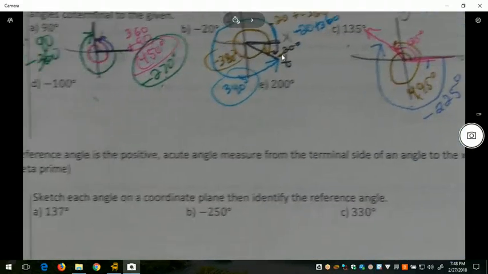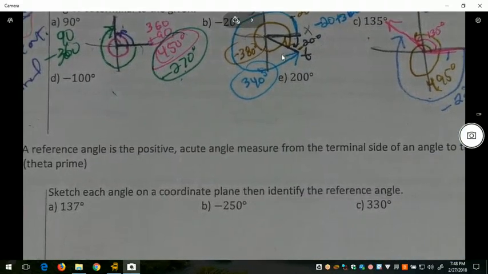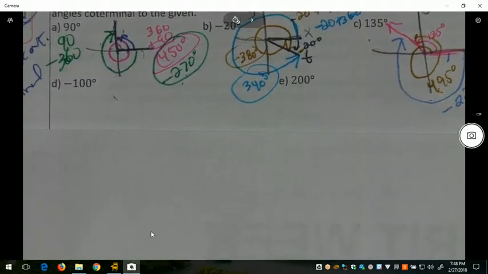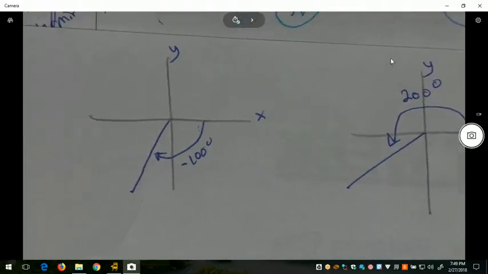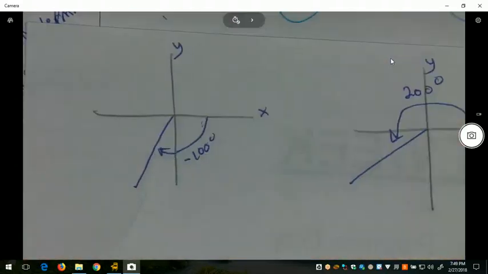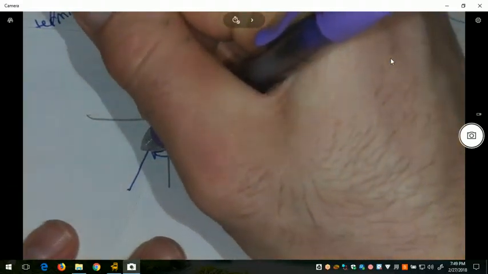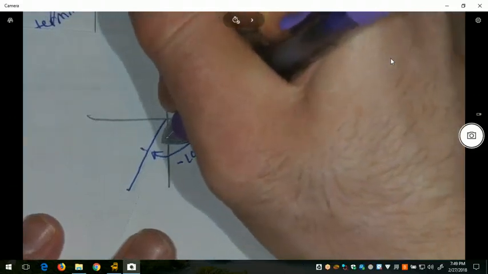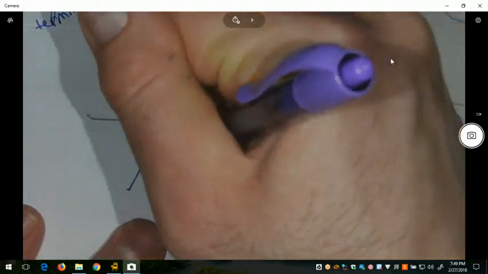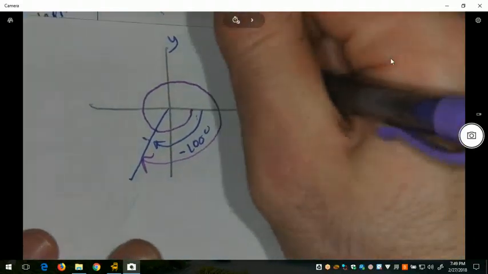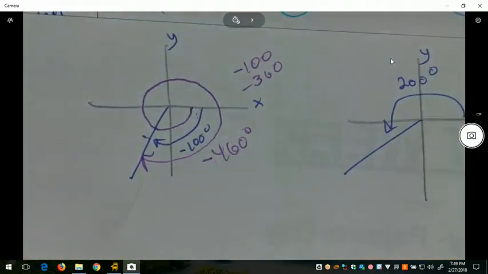Please pause the video and try this for letters D and E. For letter D, I'm starting out with a negative 100 degree angle, which I have drawn here. And I realized that it didn't have to stop there. It could have spun around an additional negative 360 degrees. So it could have started at the same initial ray, gone a negative 100 degrees, and continued spinning another 360 to end there. So negative 100 minus 360 is negative 460 degrees to end at that same terminal ray.